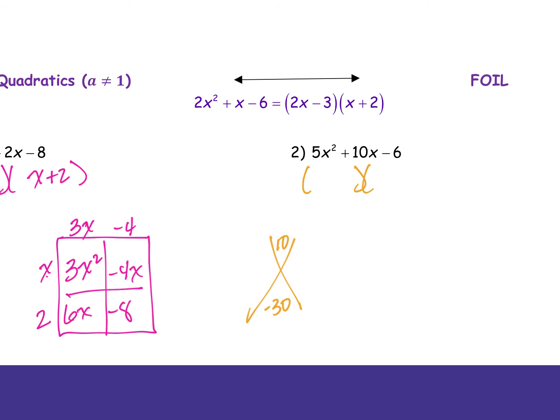Let me think about it this way. There's 5x and x, right? So there would be 1 and 6. I'm going to do the guess and check method, by the way, and I don't recommend this, but 2 times 3, 15 times 2, 10 times 3. Yeah, this one does not factor. So how does this not factor?